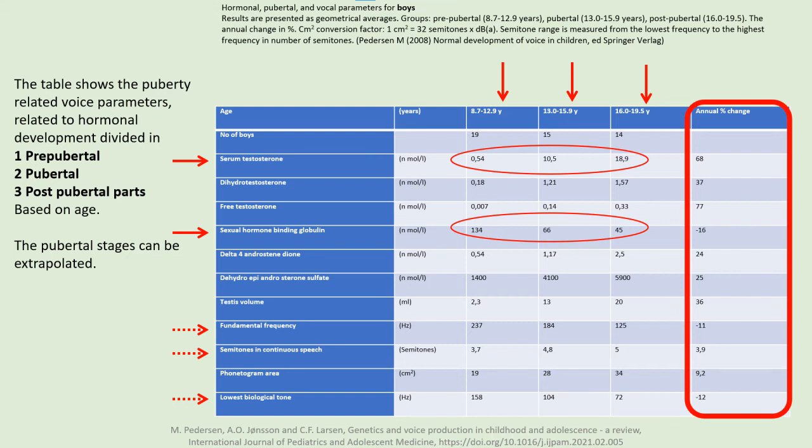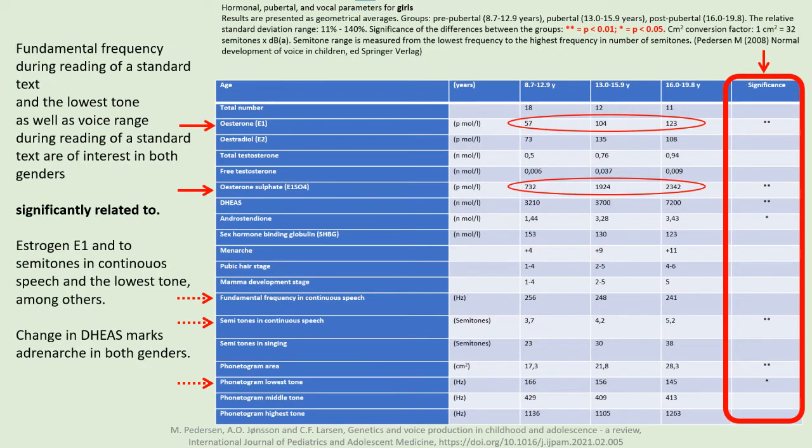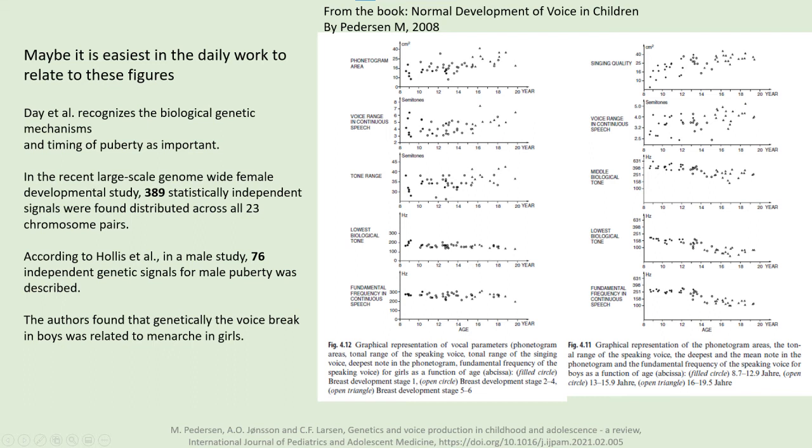Note: serum testosterone and sex hormone binding globulin are inversely related. Fundamental frequency, semitones in continuous speech, and the lowest biological tone are of interest. Fundamental frequency during reading of a standard text and the lowest tone, as well as voice range during reading of a standard text, are of interest in both genders. In girls, significantly related to estrogen E1 and to semitones in continuous speech and the lowest tone, among others. Change in DHEAS marks adrenarche in both genders. Maybe it is easiest in the daily work to relate to these figures of measurements related to age in adolescence.